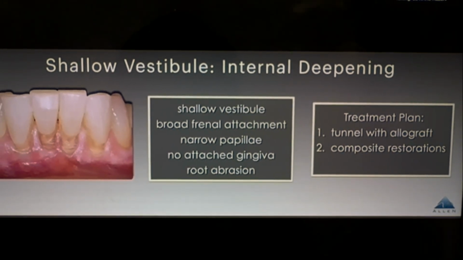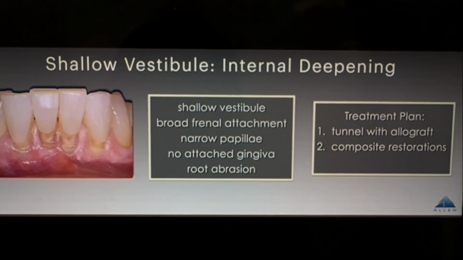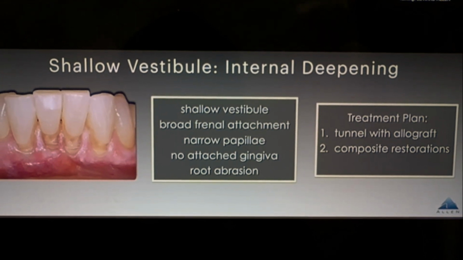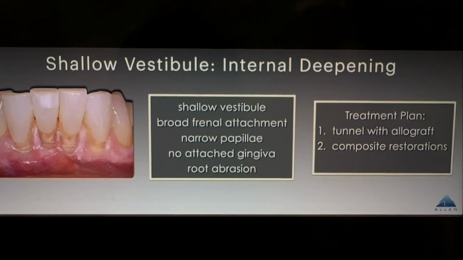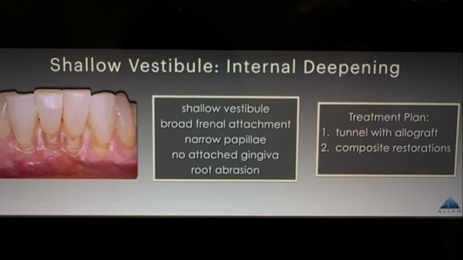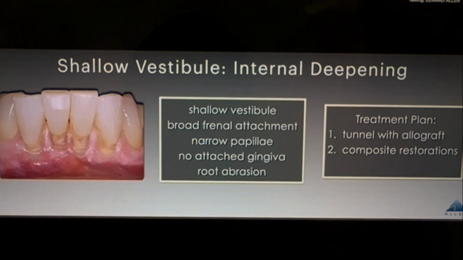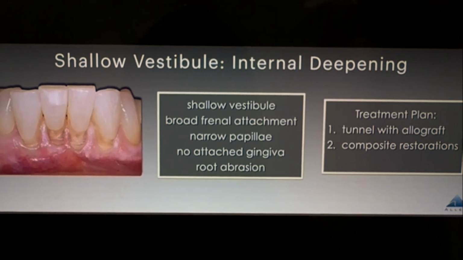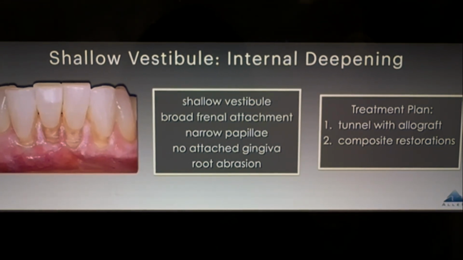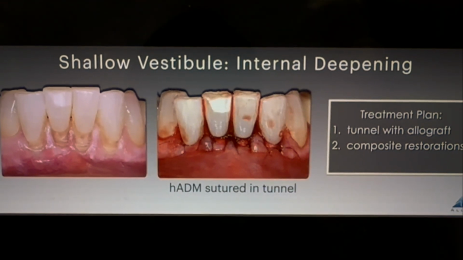So there's a bit of a difficult site here. A lot of things going on. The central incisors are extruded. There's a lot of abrasion of the roots, thin tissue, shallow vestibule, broad frenal attachment, a number of things. Really narrow papillae, they won't support the graft very well. So I still will tunnel this, and we will plan composites for the central incisors, because I expect to be able to cover the lateral incisors, and the tissue on the centrals should be level with the laterals. So place the graft and suture it.